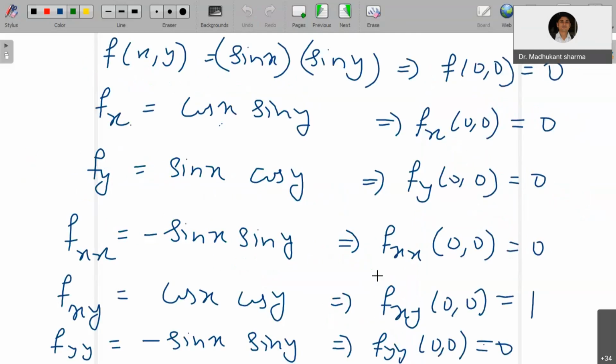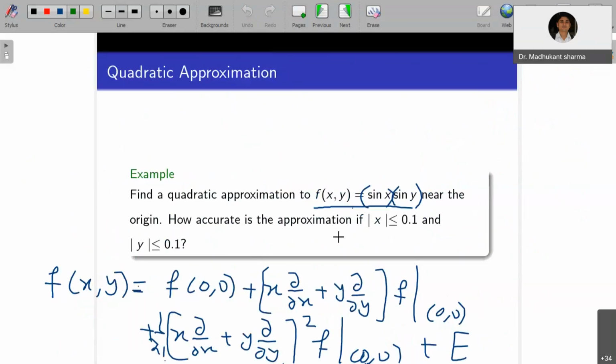Now what you have been asked is how accurate the approximation is. So you have to look at the bound of the error in the case when |x| is less than or equal to 0.1 and |y| is less than or equal to 0.1. So it is in the rectangle centered at the origin with side 0.1, or rather it's a square. So over the square, if you take any point, what will be the accuracy of the derived approximation? So you have to work on the bound of the error term.